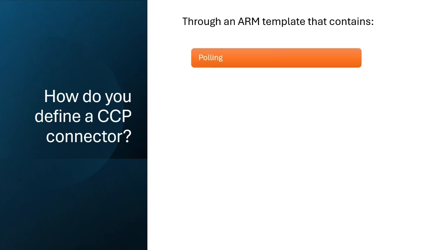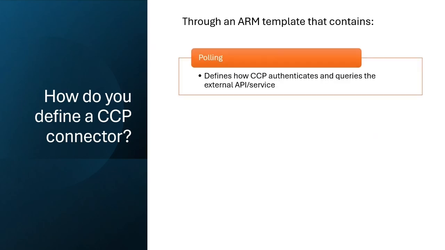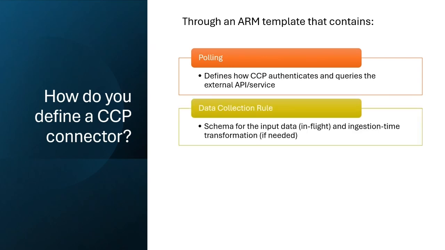First of all, we have to define the polling configuration. This defines how CCP authenticates to that third-party external API endpoint and queries that API to get the data from it. Then we have to define what the schema of the data is as it's coming in from that third-party service, right? So basically, what is the format of the response that I get from that API? And then any ingestion time transformations that I might need to do, right?